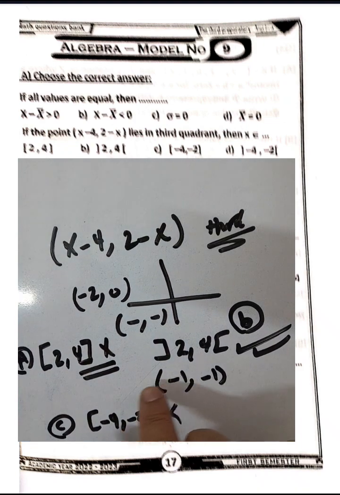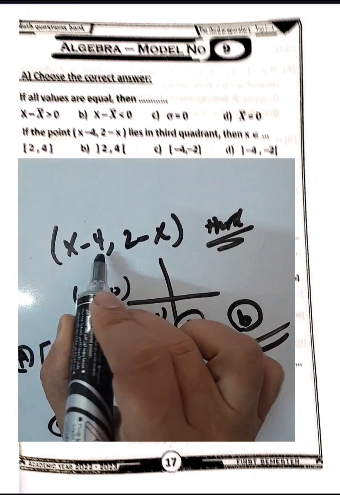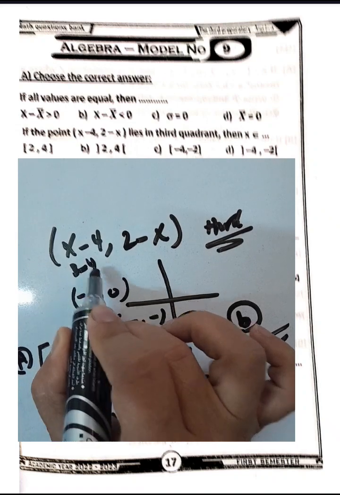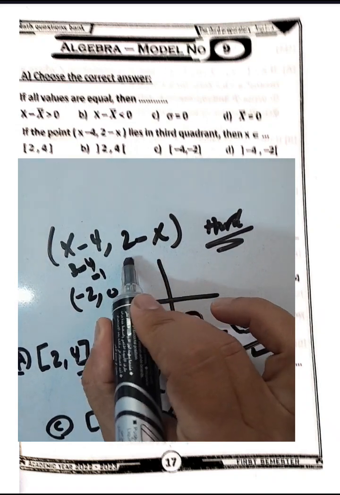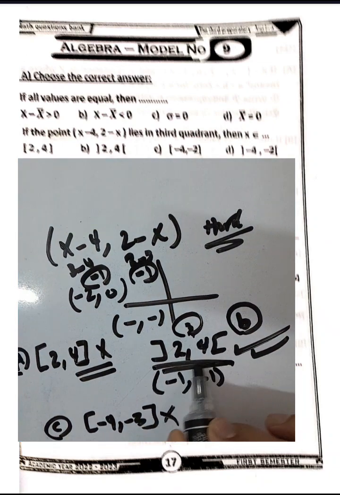But letter B is true. Why? Because we put 3 here: 3 minus 4 will be negative 1, and 2 minus 3 will be negative 1. Then it will be negative and negative, so you must choose letter B in this example.